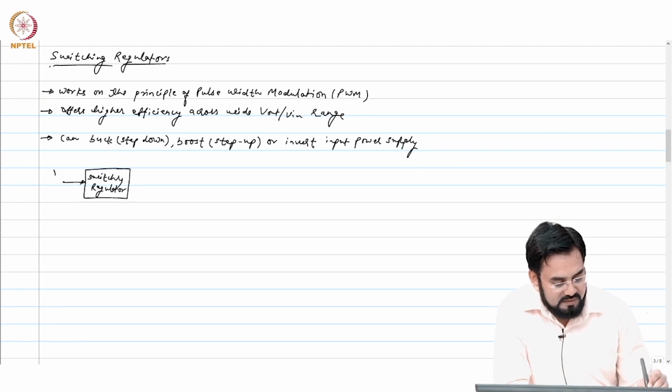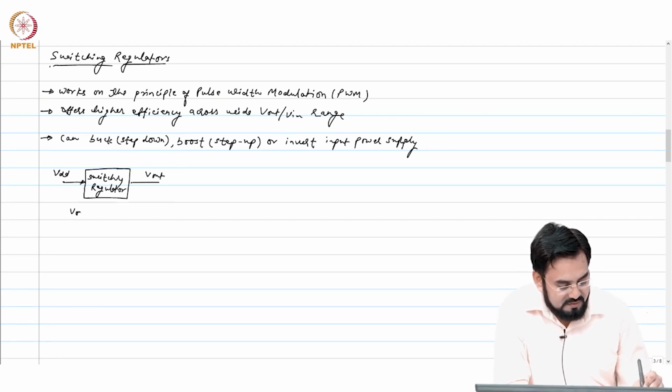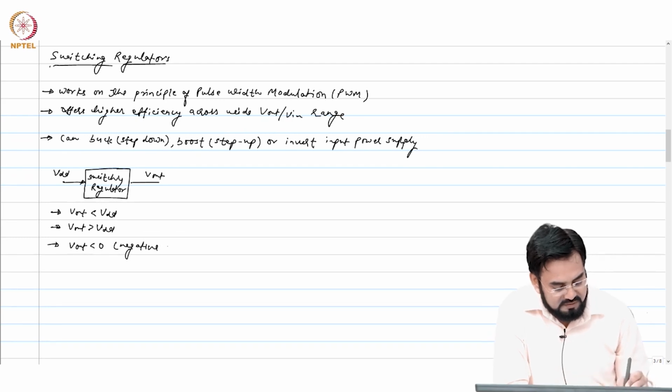which means if you have a switching regulator, and if this is your VDD and this is your Vout, Vout could be less than VDD, Vout could be greater than VDD, or Vout could be less than 0, which is negative, or inverting.